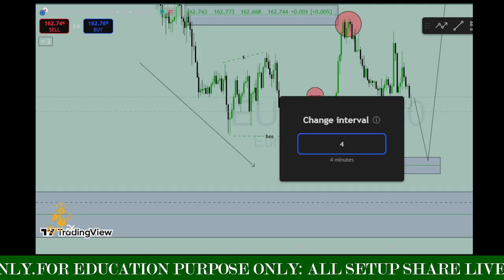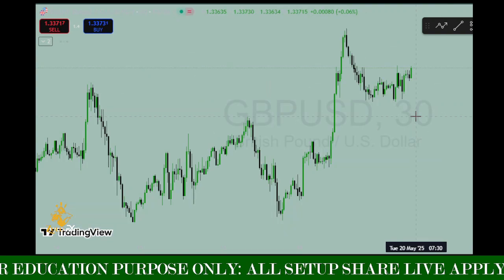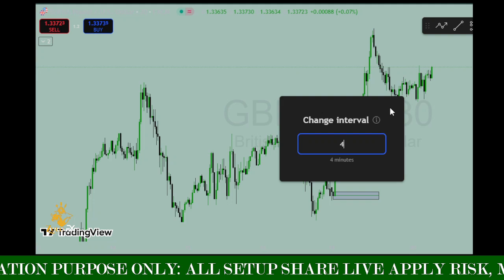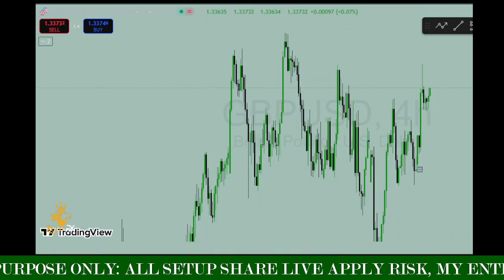Okay, so let's go to another currency pair, so that you can have that picture. This is how I usually analyze my market, and then I share setups every day. It's just a matter of understanding how this market played out.